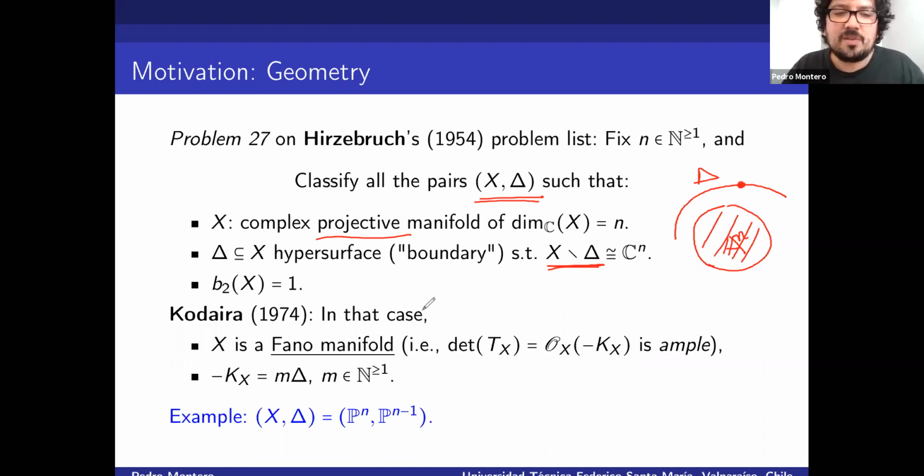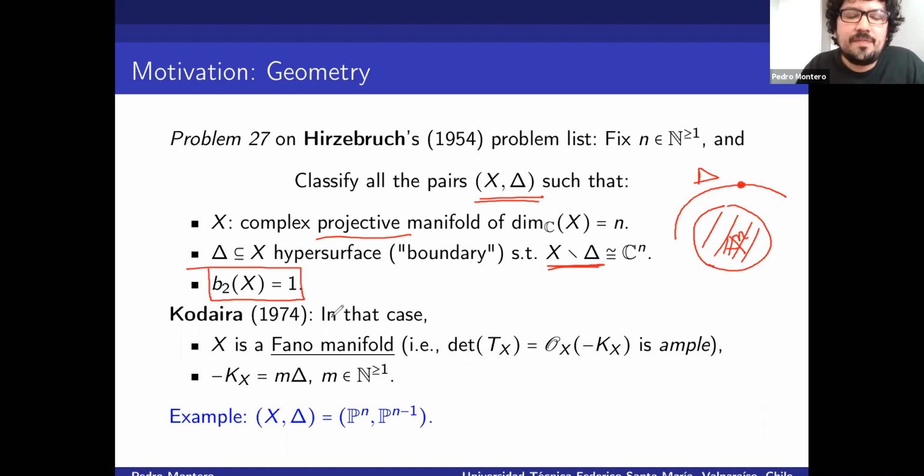So it's natural to impose some kind of minimality assumption, which is that the second Betti number of your variety is 1. So you can avoid this kind of blow-up thing. Well, a very first observation was made by Kodaira, and he observed that in this case, the variety itself, X, has to be a Fano manifold, which I think has been defined several times during this conference. But here we go again. So we ask that the anticanonical divisor is ample, so you can use it to embed your variety into projective space. And the other thing is that the anticanonical divisor is actually a multiple of your boundary divisor. Okay, so these are two restrictions that you have in this situation.